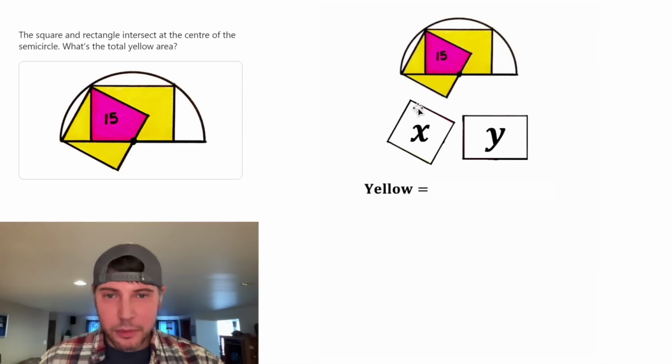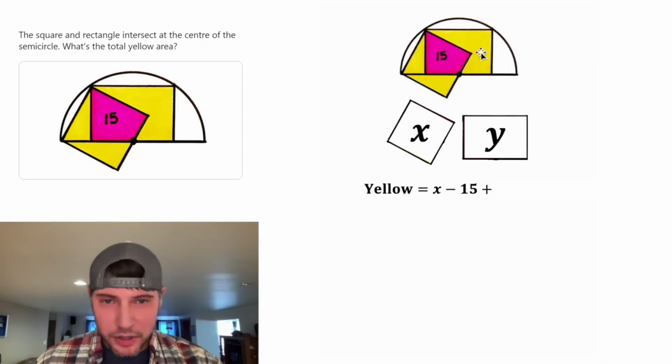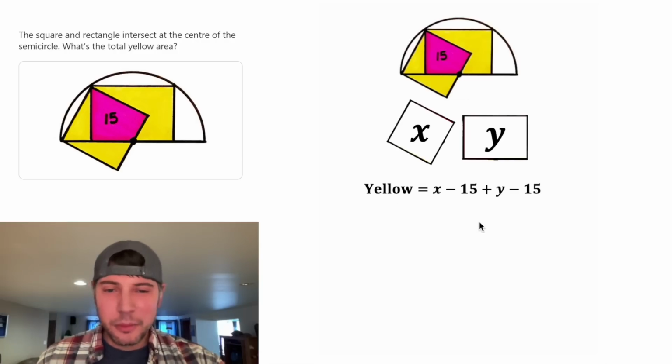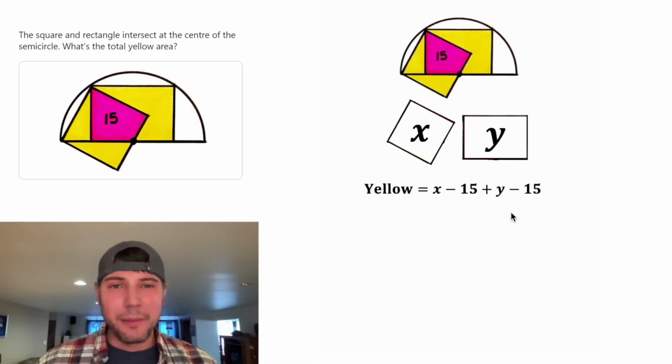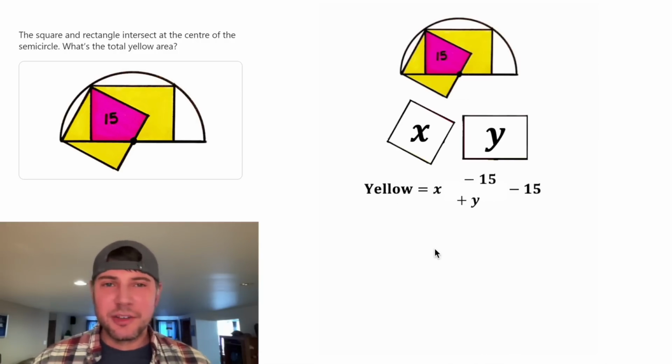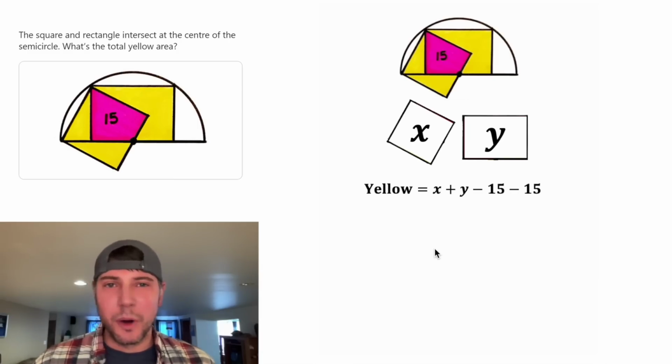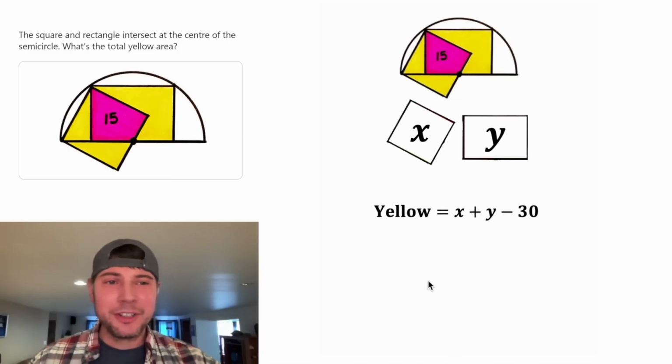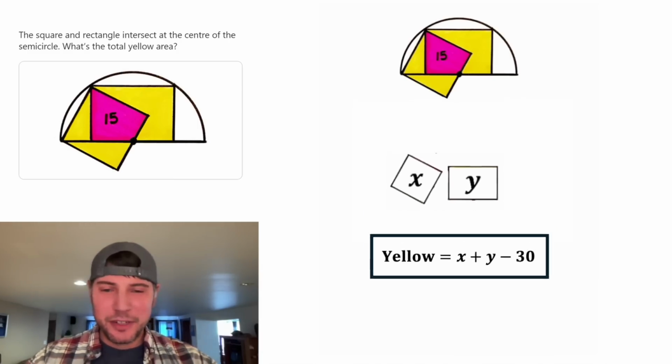This part of the yellow will be equal to X minus 15. And then this part of the yellow will be equal to Y minus 15. So the yellow area will be equal to X minus 15 plus Y minus 15. And we can rearrange some things and simplify it to X plus Y minus 30. This looks important. Let's put a box around it. And let's move it down here.